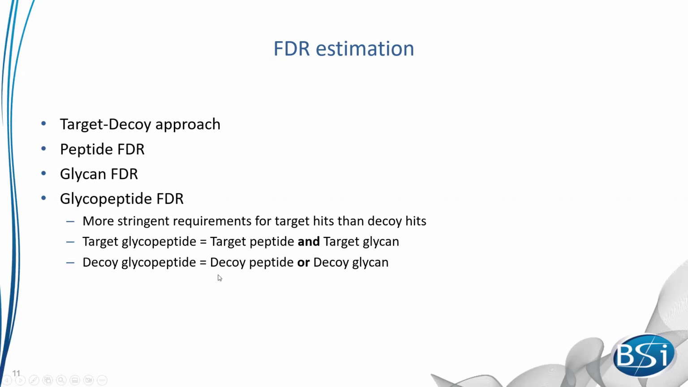To match a decoy peptide, we only need to identify a decoy peptide or a decoy glycan. So the requirements for the target database are more stringent than for the decoy database. So likely we're overestimating the FDR, but in that case, we're providing more accurate results.